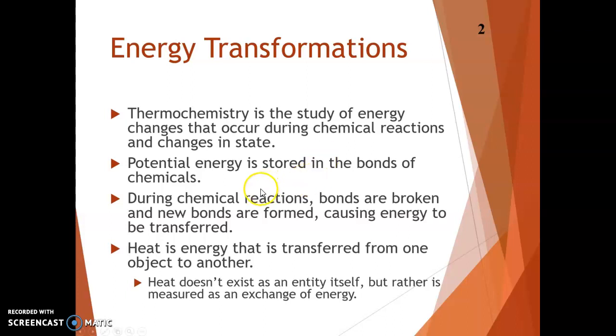Something for you to realize is that potential energy is stored in chemical bonds, and then during chemical reactions bonds are broken and new bonds are formed, and that results in energy being transferred, sometimes absorbed, usually released. Alright, so heat is energy that gets transferred from one object to another. It's not an entity of itself, but it's measured as exchanges take place.